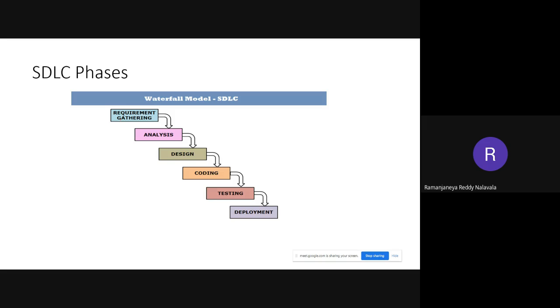That output will be forwarded as input to the next phase. Suppose the requirement phase will deliver one document, one piece of information, that will be passed as input to the analysis phase. Now, if the analysis phase delivers one document, that will be input to the next phase. We'll go through one phase at a time.